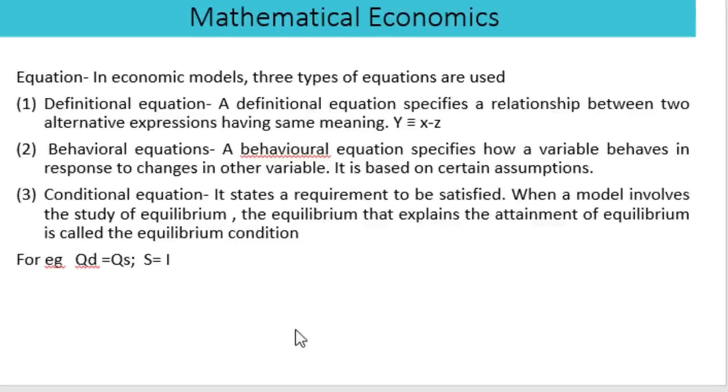Another term is the equation. In an economic model, there are three types of equations. The first one is the definitional equation, the second one is the behavioral equation, and the third one is the conditional equation. What is a definitional equation? A definitional equation specifies a relationship between two alternative expressions having the same meaning. That is, a definitional equation is symbolized by three parallel lines.